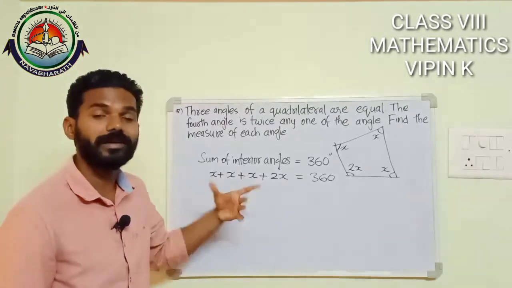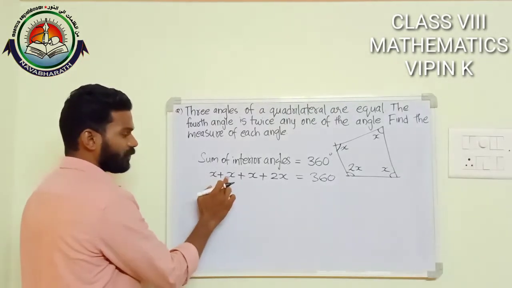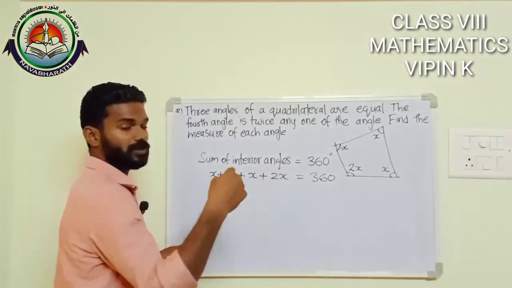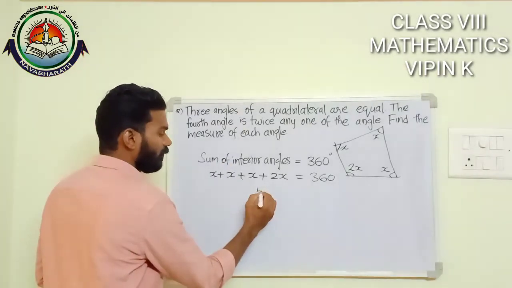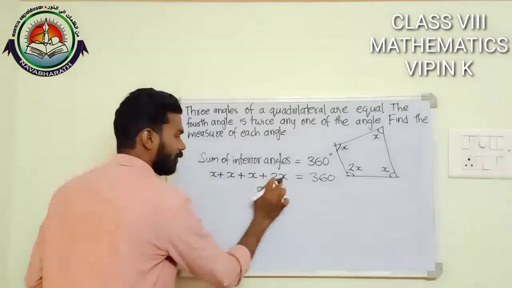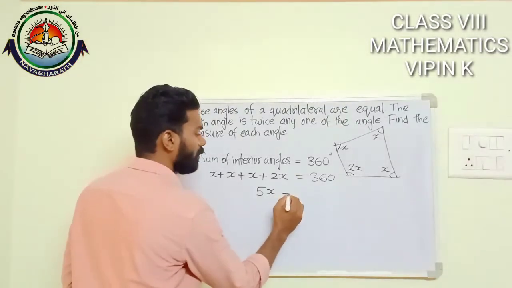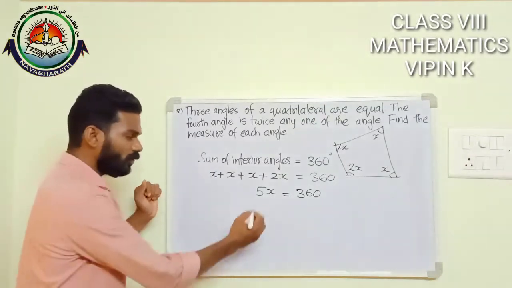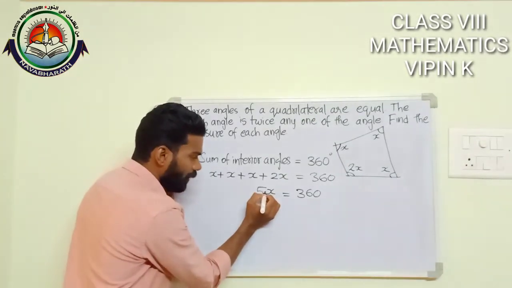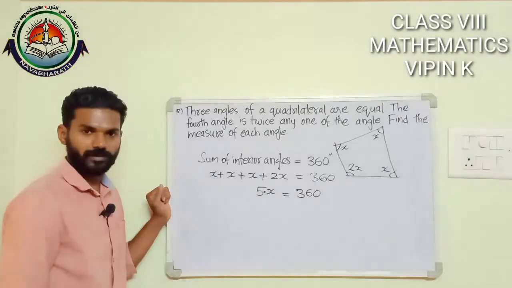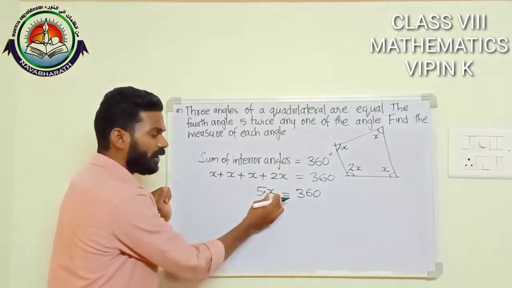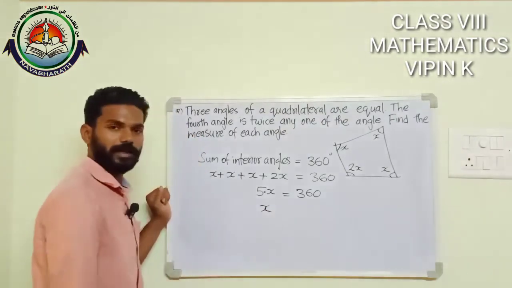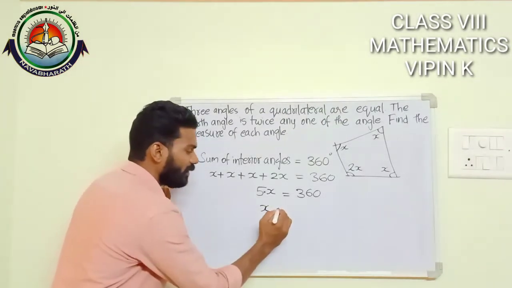Here there were x. So how can you add? X plus x is 2x. Again plus x, 3x. Again plus 2x, it would be 5x. There are totally 5x, and it would be equal to 360. Okay. Now this 5x means 5 into x. From this, if you want to find the value of x, you need to keep x here alone. Then put an equal sign.